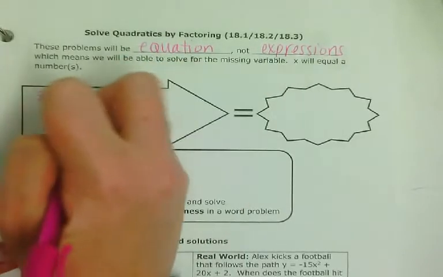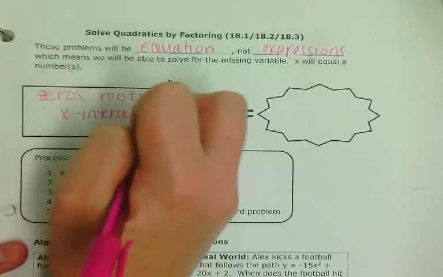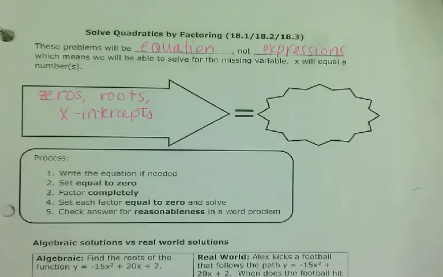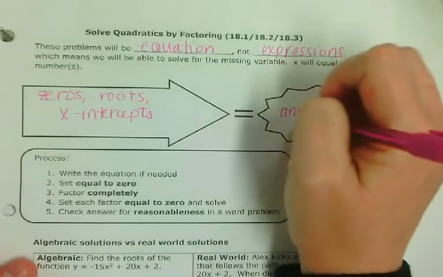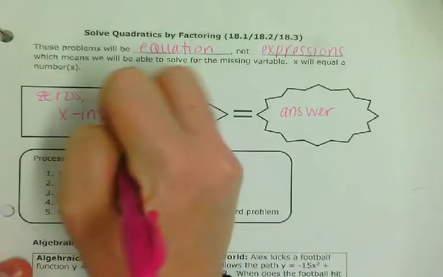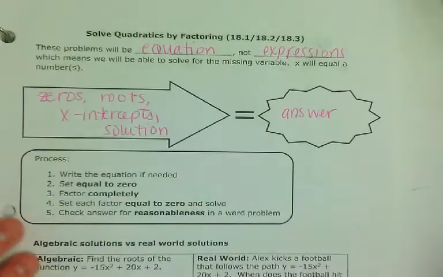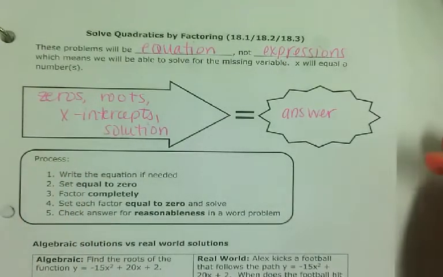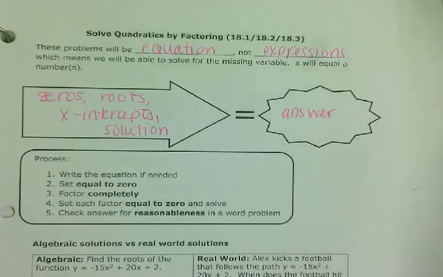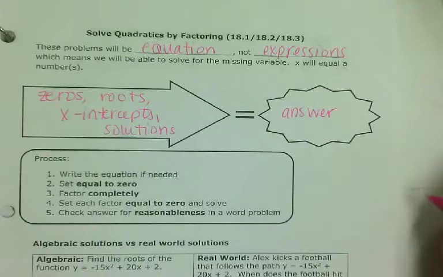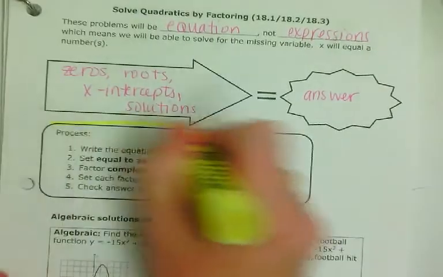roots, and x-intercepts. So this is the vocabulary that we're going to see. These are all the answer. You can also come in here and add solutions, or solution, either way. They all mean what is the answer. What is the value of x? What is the value of k? What is the value of t? So we're looking at zeros, roots, x-intercepts, or solutions are all going to be the same word for what is the answer. Okay, so down here you have a box that tells you your process.